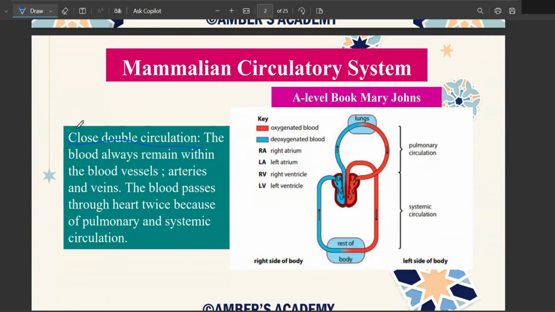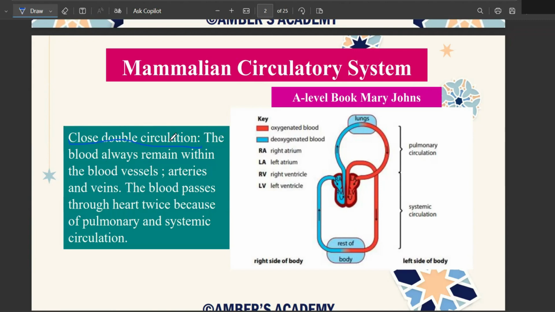We call it closed because the blood is enclosed in the blood vessels, and we call it double because the blood which has to be pumped across the whole body moves through the heart twice. Meaning there are two types of circulation taking place in our body. One of them is pulmonary circulation, and the other one is systemic circulation. So both of them combine, and this is exactly why the blood circulates twice through the heart: once in pulmonary circulation and once in systemic circulation.